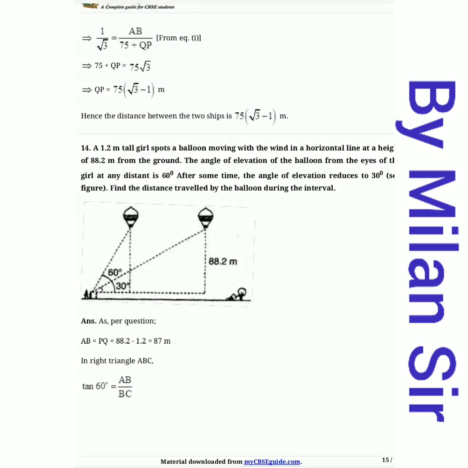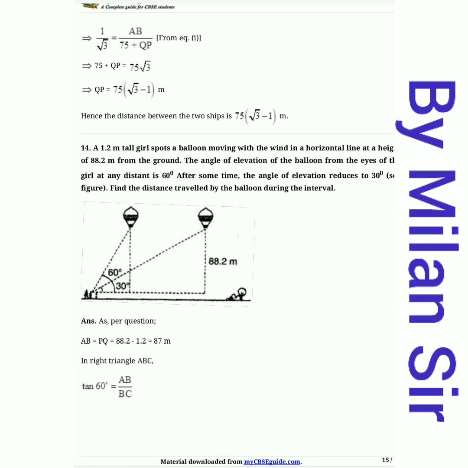Question number 14. A 1.2 meter tall girl spots a balloon moving with the wind in a horizontal line at a height of 88.2 meters from the ground. The angle of elevation of the balloon from the eyes of the girl at any instant is 60 degrees. After some time, the angle of elevation reduced to 30 degrees. Find the distance traveled by the balloon during this interval. Figure is given here, okay?